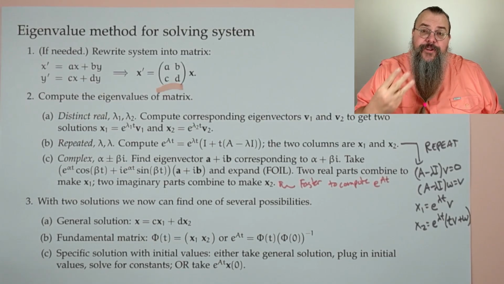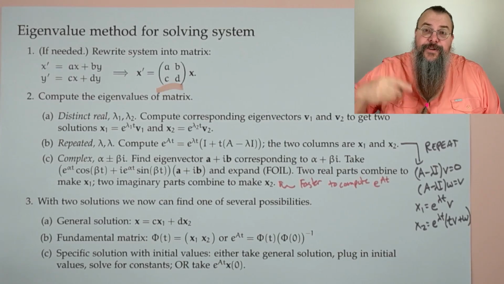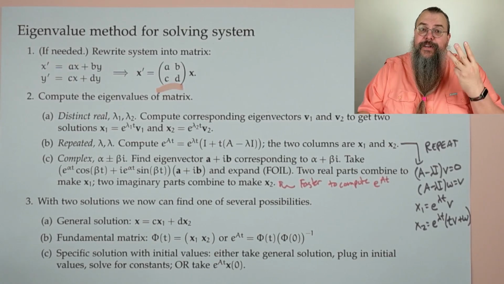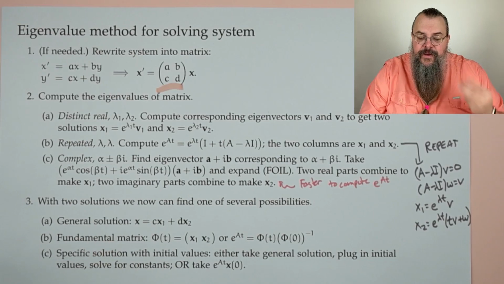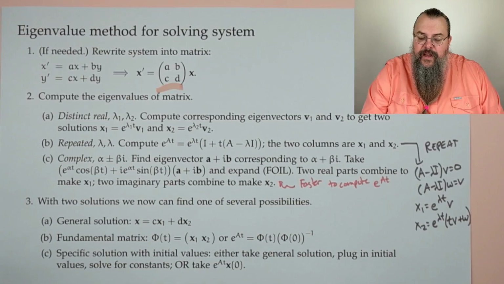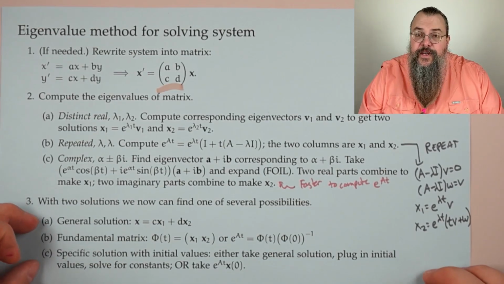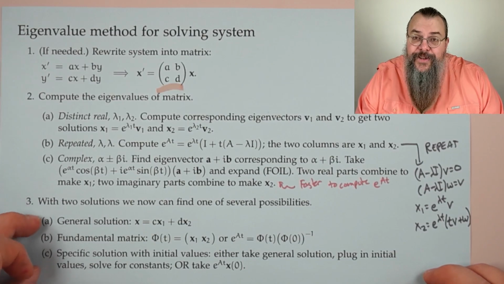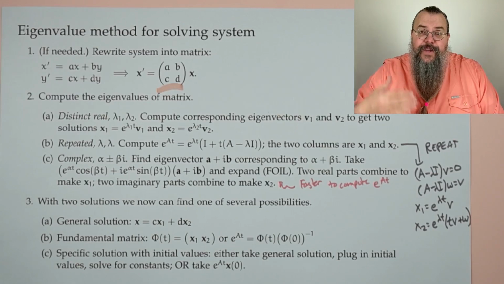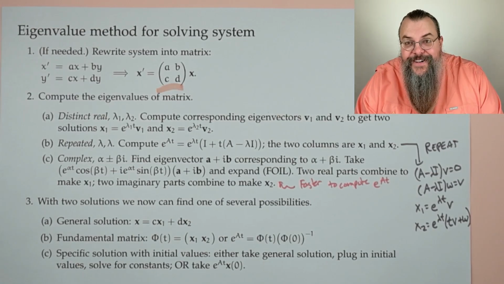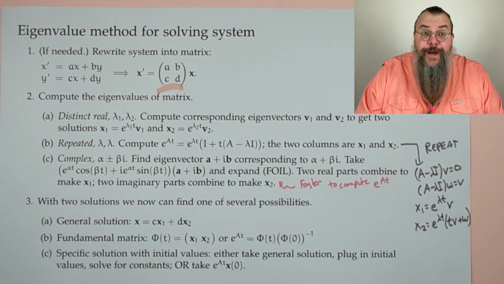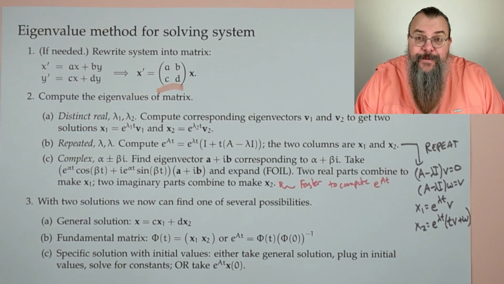So that's the three scenarios you might find yourself in: distinct real, repeated, complex. There's three things you might be asked to do, which we mentioned before: general solutions, fundamental matrix, or e to the At, and specific solutions with initial values. So make sure you know how to handle each one. Make sure you know what the answer to each one should look like. And of course, when you're reading a problem, it's always good to answer the question and stop there. Don't answer things that weren't asked. That's taking time away from other equally fun problems.